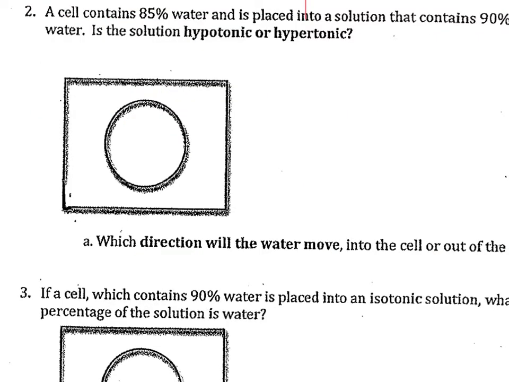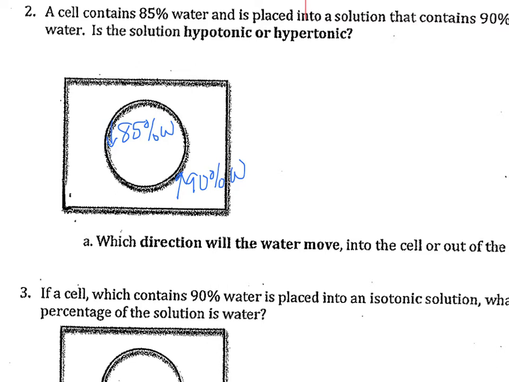So let's look at the second problem. A cell contains 85% water, so immediately I write in my 85% water, and is placed in a solution that contains 90% water. Check your own work as I go through this problem. Immediately, I figure out where water is in high concentration, and right here in the solution it is high concentration, that's 90%, and this is lower than 90, so that's low concentration at 85% water.